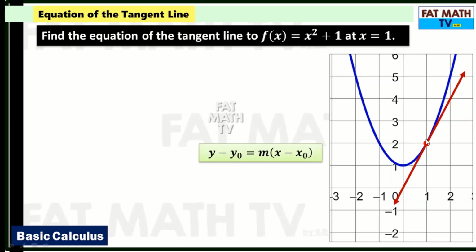To find the equation of the line, we need to have one point on the line. So we should identify the coordinates of this point. We already know the x coordinate, which is 1, and then we need to solve for the corresponding y value. And then, we need to find the slope of this tangent line.